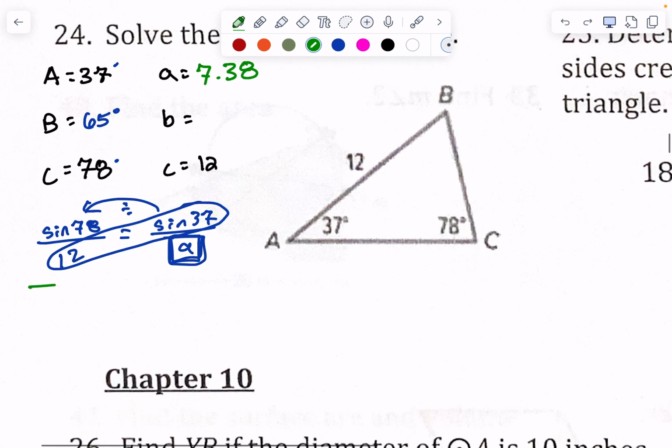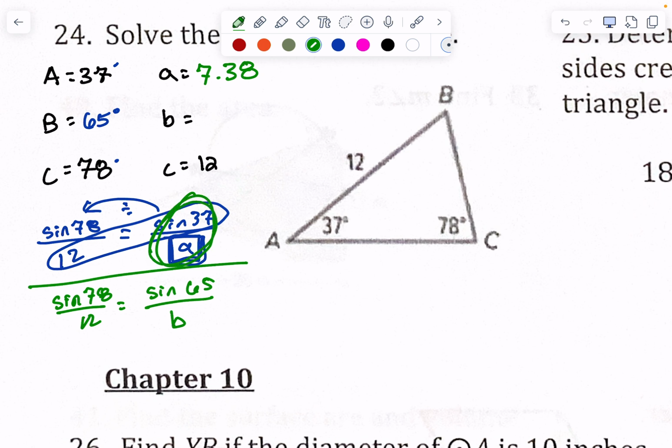So now I have to do another one. I'm just going to do sine 78 over 12 equals sine of 65 over B. So all I did was change this into the B instead. Cross multiply, divide. Sine of 78. 11.1. Okay, I'll take it.